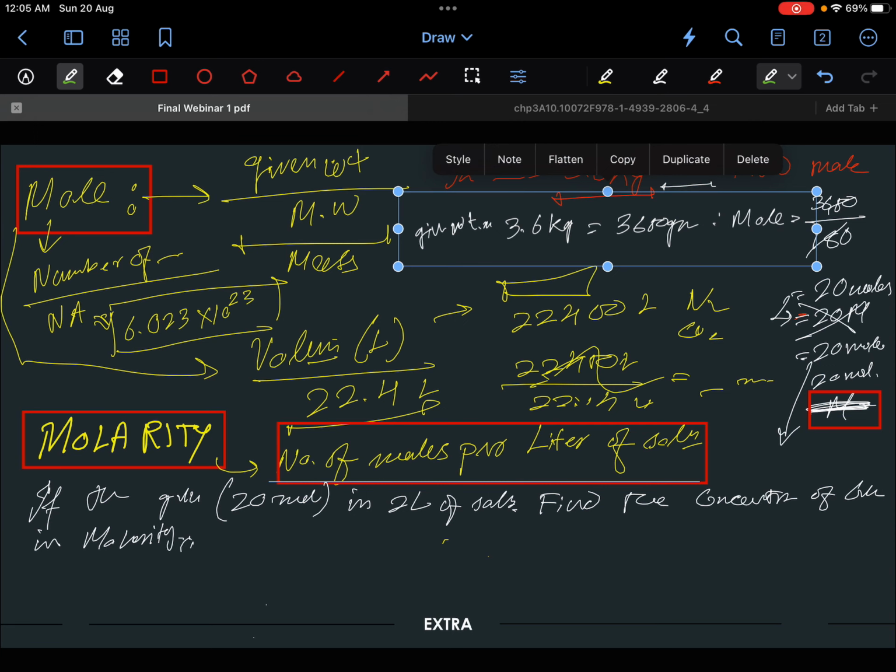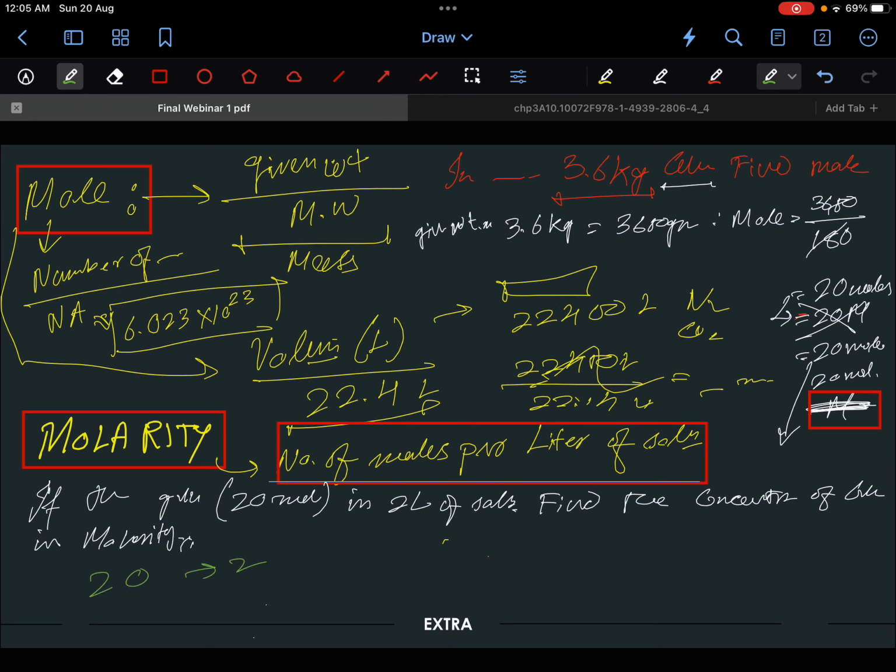Very simple. Now that you know the formula is number of moles per liter of the solution. So 20 moles is present in 2 liters, right? So what is the number of moles present in 1 liter? 20 divided by 2, that is 10 M. That is why 20 moles is not equal to 2 capital M, because capital M represents molarity, and if the total volume of the solution is not given, you cannot find the molarity. So 20 moles in 2 liters is equal to 10 molar. Okay, this is the concept of molarity.